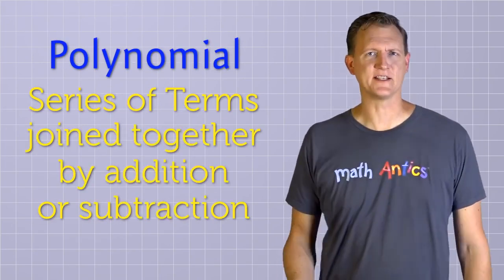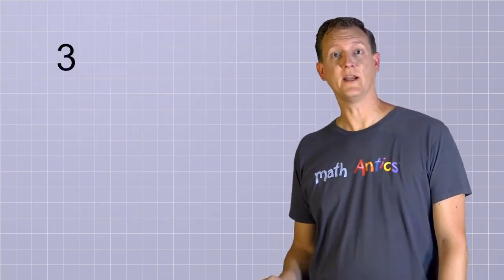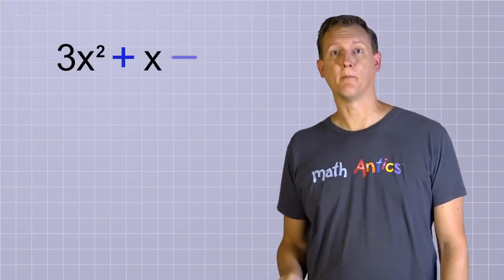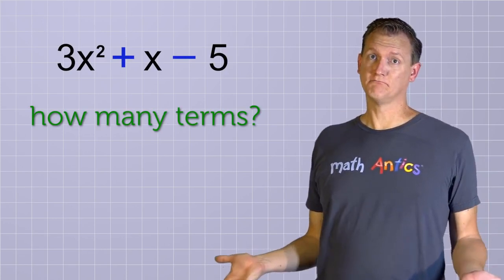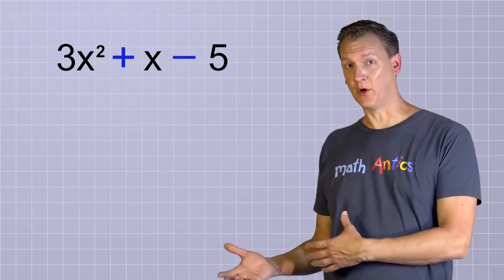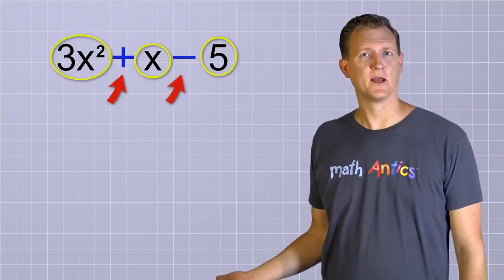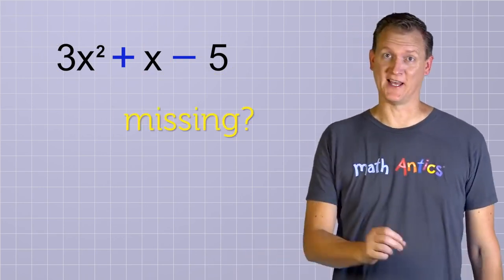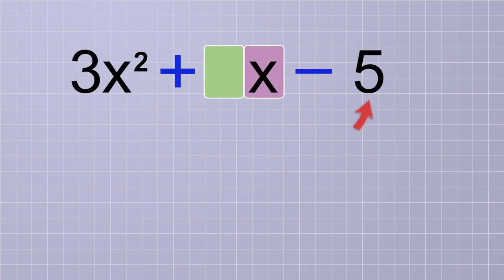Now, let's see a typical example of a polynomial that will help us learn a little bit more about terms. 3x squared plus x minus 5. How many terms does this polynomial have? Well, based on what we've learned so far, you're probably not quite sure. If the terms are the parts that are joined together by addition or subtraction, then this should have three terms. But it looks like there's something missing with the last two terms. This middle term is missing its number part. And this last term is missing its variable part. That doesn't seem to fit with our original definition of a term.